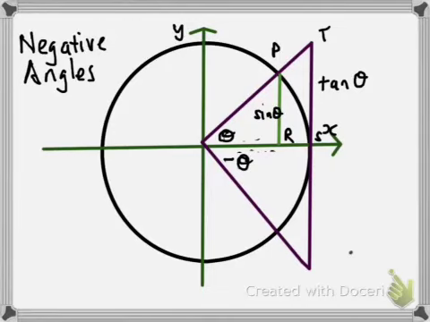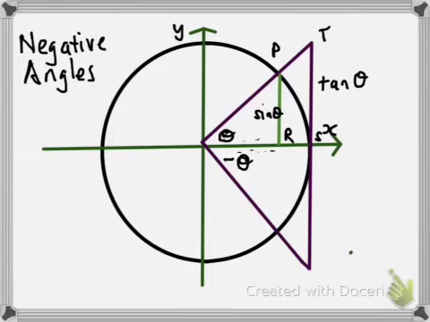Okay, in this video I'd like to look at negative angles. So far we've looked at the four quadrants, the CAST diagram, and finding sine, cos and tan of angles from 0 around to 360, or 0 to 2 pi, but now we're looking at negative angles. So what is a negative angle?